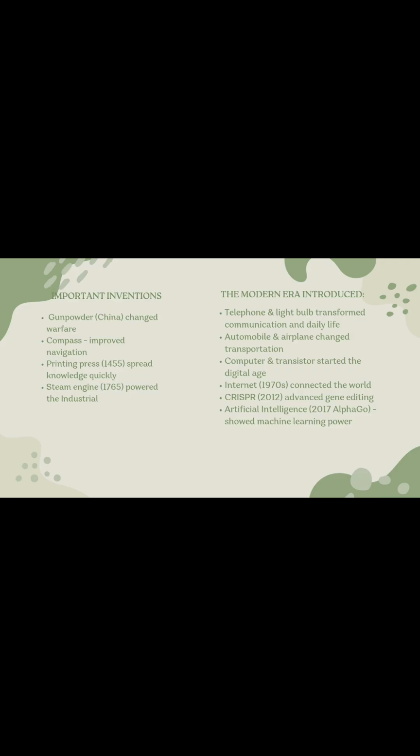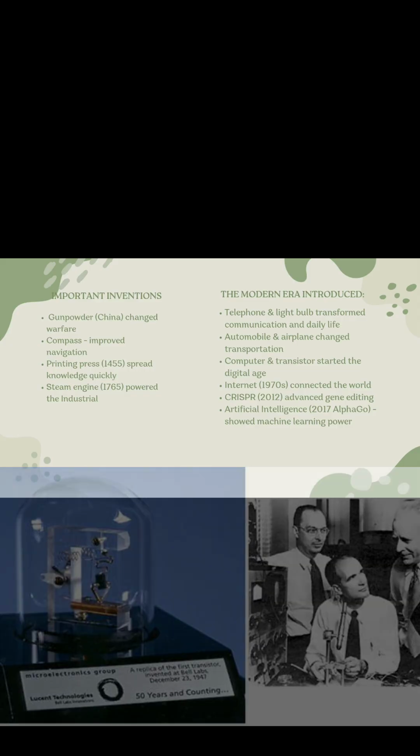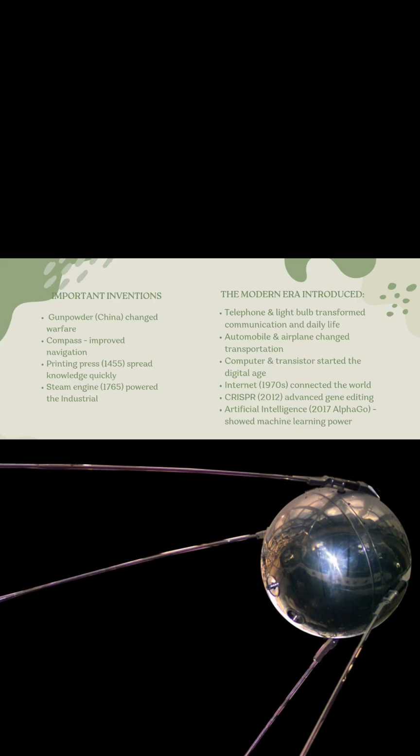And in 1947, the transistor was invented. It was invented by John Bardeen, Walter Brattain, and William Shockley. It made small electronics possible, and it amplifies and switches electronic signals, becoming a key component in modern electronics like computers, radios, and phones. In 1957, the Sputnik satellite. The Soviet Union launched Sputnik, the start of the space age and satellite communication.